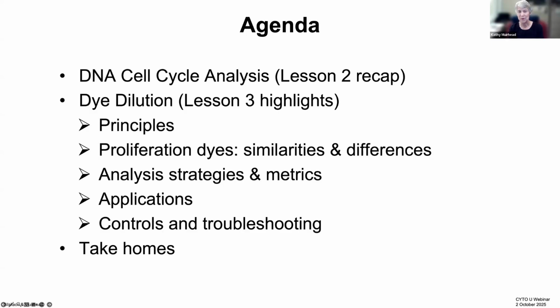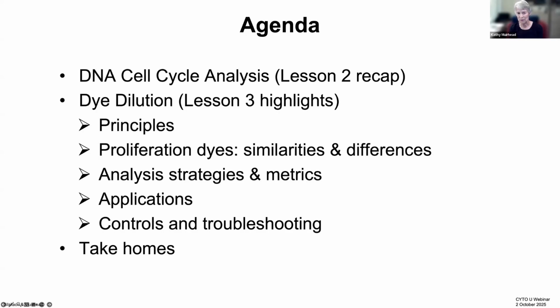So we'll briefly look at that, but then most of the rest of today will be focused on dye dilution, which provides a different way of assessing cell proliferation by assessing the extent of cell division in a population that's been labeled at time 0 and then followed after some kind of stimulus. And Paul will walk through the principles, the different types of dyes that are used for this kind of dye dilution analysis, and how we would analyze and report the extent of proliferation based on dye dilution.